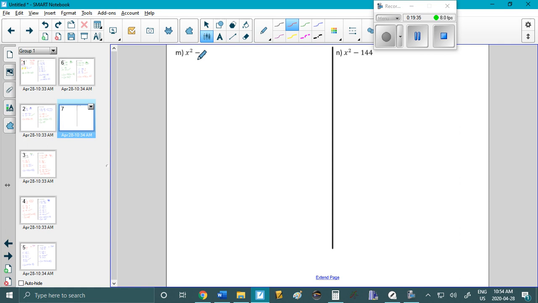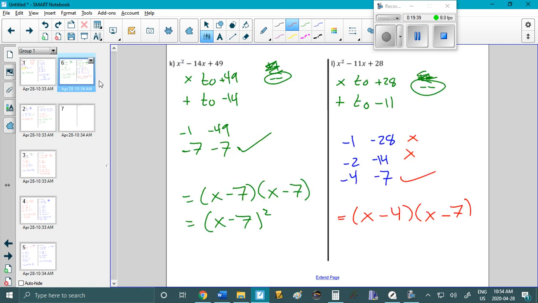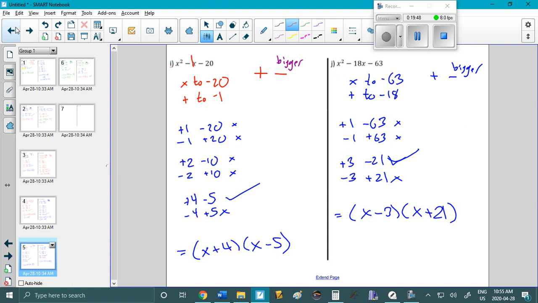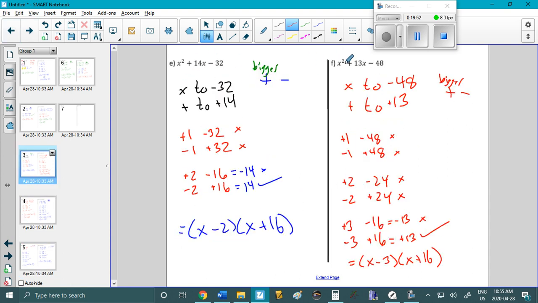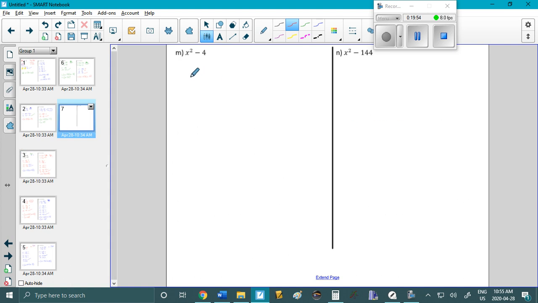These ones are tricky because you have this number at the end, but you don't have anything with an x on it. So if you look at all the other ones, look at the 3 terms: x in the middle, x in the middle, x in the middle. Basically we need to have an x in the middle.